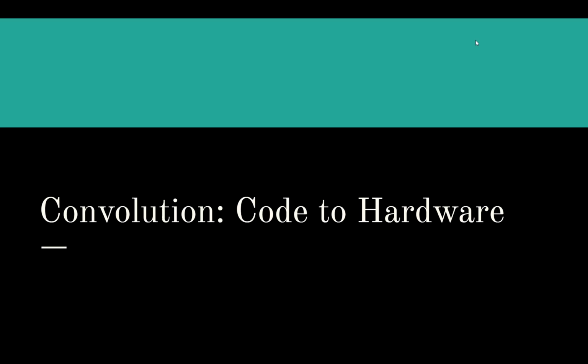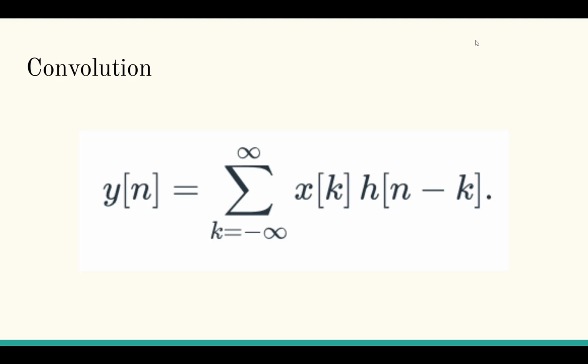This is convolution code to hardware. So with our convolution, we have an input signal and a filter that is multiplied onto the input signal, and then we have a summation over the number of iterations that we have to do, which will yield an output signal.